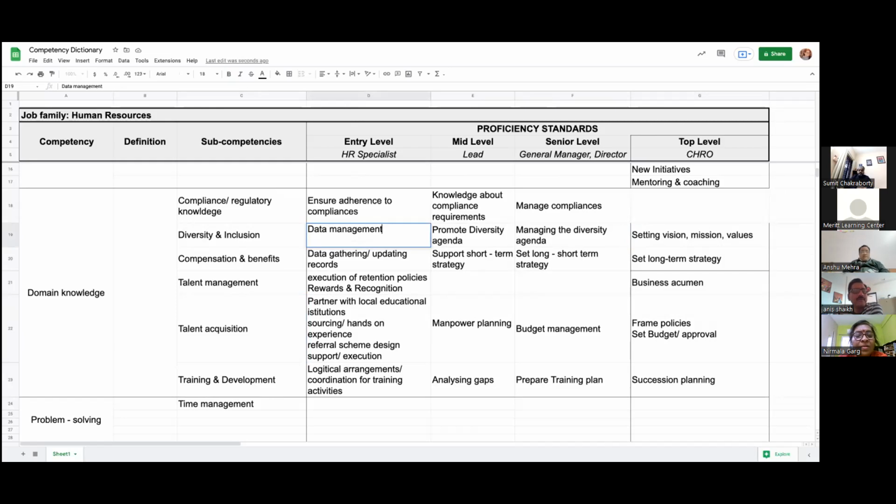If you want, I can read out. Otherwise, succession planning, logistical arrangements, succession coordination, training activities. Okay. At the outset, I think you have grasped the idea.